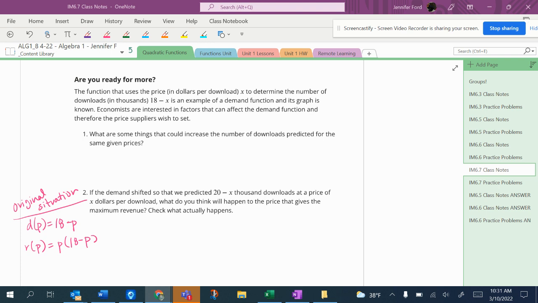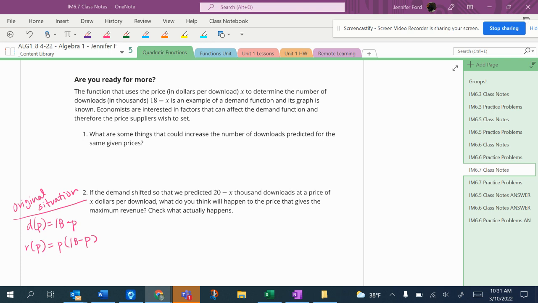So anyway, I'm going to let you think about some things that could increase the number of downloads predicted for the same given prices. And if you're stuck, think about Netflix: as the price for Netflix increases, what are some things that might influence the number of people who subscribe to it? Just an idea.